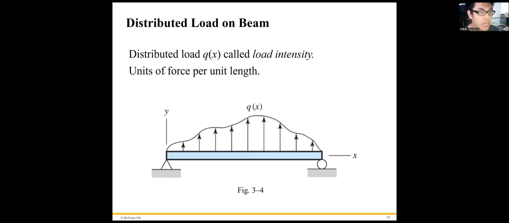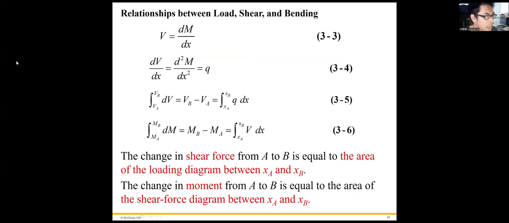Okay. And then if this beam is subjected to a distributed load, q or w, which is called the load intensity, with units of force per length, we can just take the integration, right? We can take the integration of shear, and we can take the integration of moment.